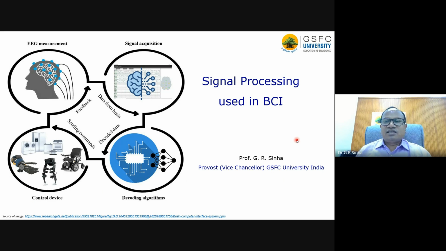So let us start about signal processing. I mean, this term signal processing you have heard so many times. EEG measurement, I mean, there is a cycle actually. You see here, data from brain is signal acquisition. Look at here carefully. It goes to this block called decoding algorithm, where we decode the data, we interpret the data, and then where does it go? It goes to sending commands, and then this command can be used for different applications.